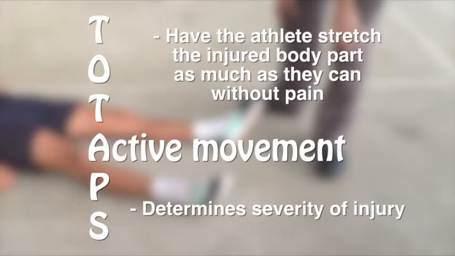The fourth letter is A for active movement. Have the athlete stretch out the injured body part, in this case his ankle, as much as they can in every direction without causing excessive pain. This determines the severity of the injury.